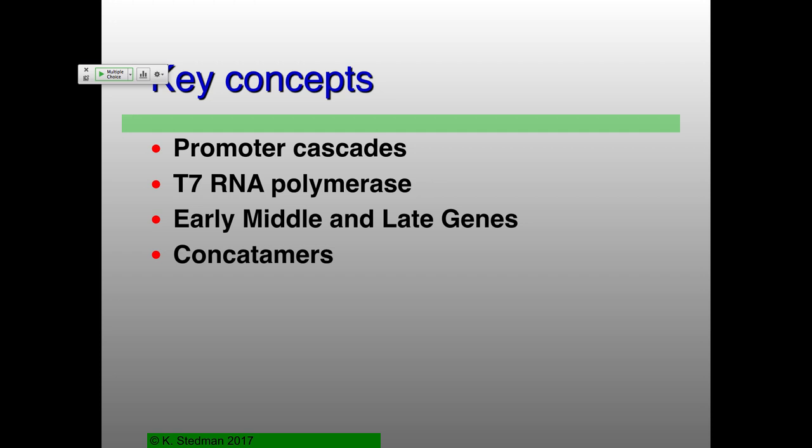We talked about one-step growth curves. We talked a little bit about the early genes and the late genes. So what were early genes and late genes being used for, usually, just in general?